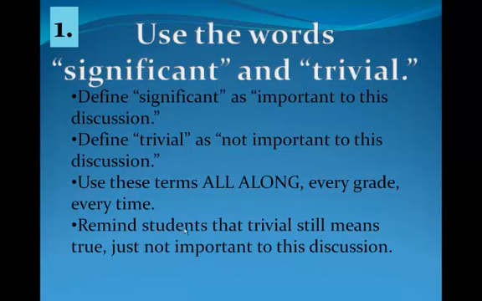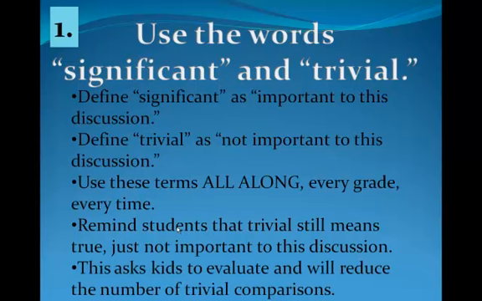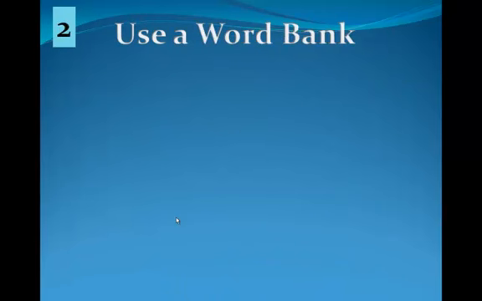And then remind them that trivial still means true. It's just not important to this discussion. So they may want to say, well, the character was a girl. And our question would be, yes, but is that significant or trivial to the story or to the discussion? And this asks kids to evaluate, which is one of those higher order thinking skills. And it's going to help us reduce the number of trivial comparisons.